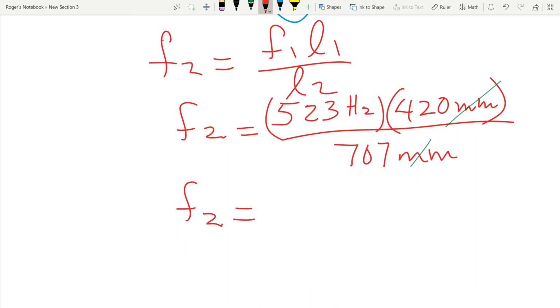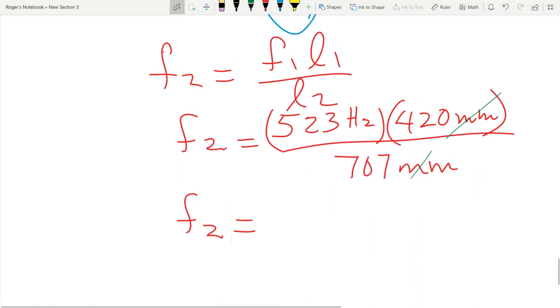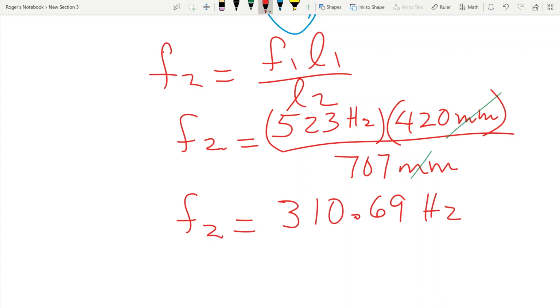The frequency of the second string will be equal to the result of this computation, which I will now solve. And the answer is 310.69 hertz. Okay, and this little guy up here was supposed to be hertz as well, which didn't come out very clear.